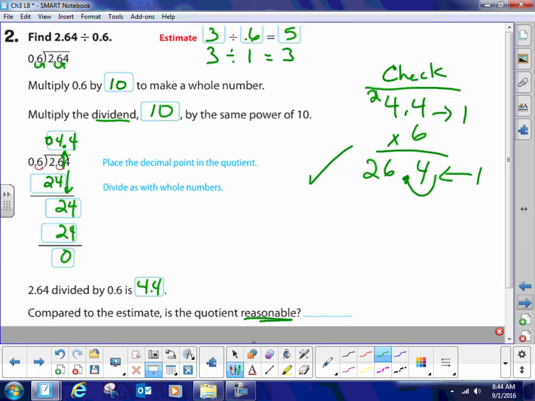I don't check for reasonableness. I don't think that's necessary. I think what you should do is you should check to see if your answer is correct.